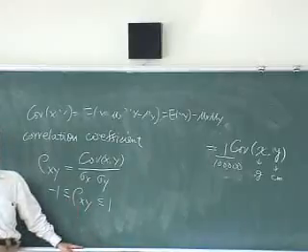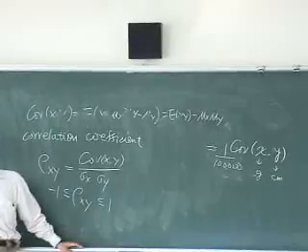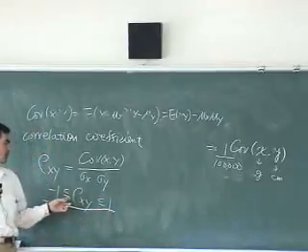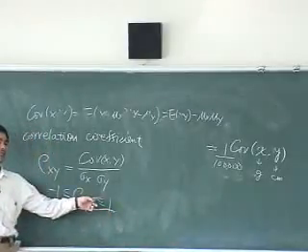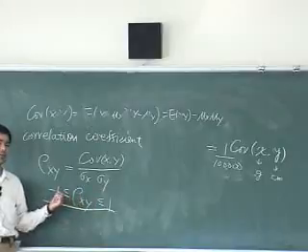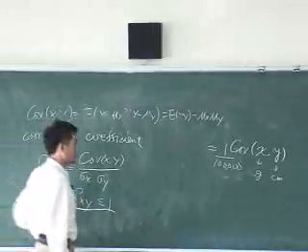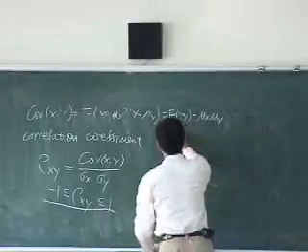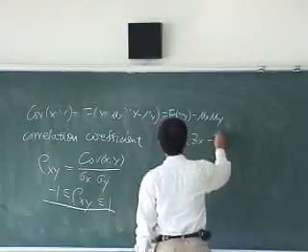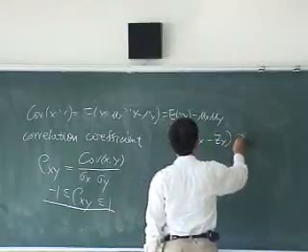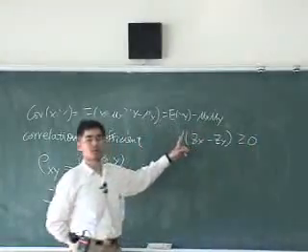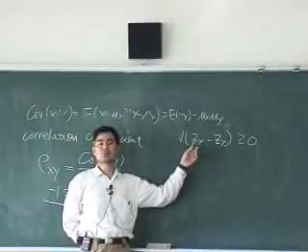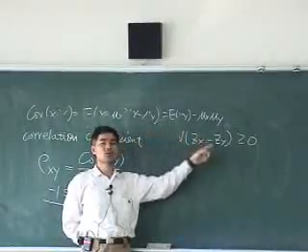Any questions? Now we are going to prove why rho xy is less than or equal to 1 and greater than or equal to negative 1. So we need to get to this: the variance of zx minus zy is greater than or equal to 0. For any variance, it is a square term, so it is greater than or equal to 0.